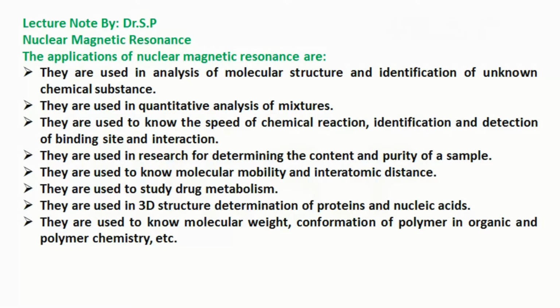The applications of nuclear magnetic resonance are: they are used in analysis of molecular structure and identification of unknown chemical substances. They are used in quantitative analysis of mixtures. They are used to know the speed of chemical reactions, and for identification and detection of binding sites and interactions. They are used in research for determining the content and purity of a sample. They are used to know molecular mobility and interatomic distance.